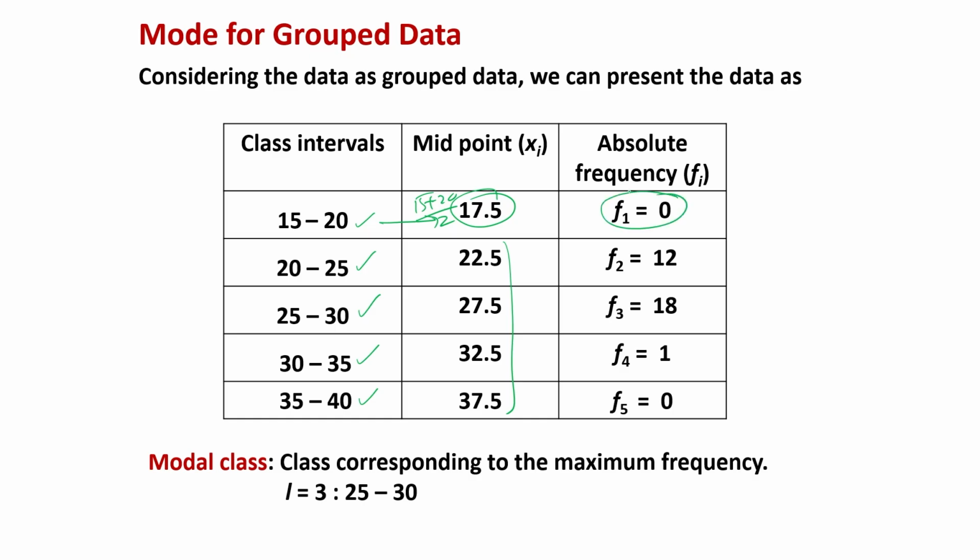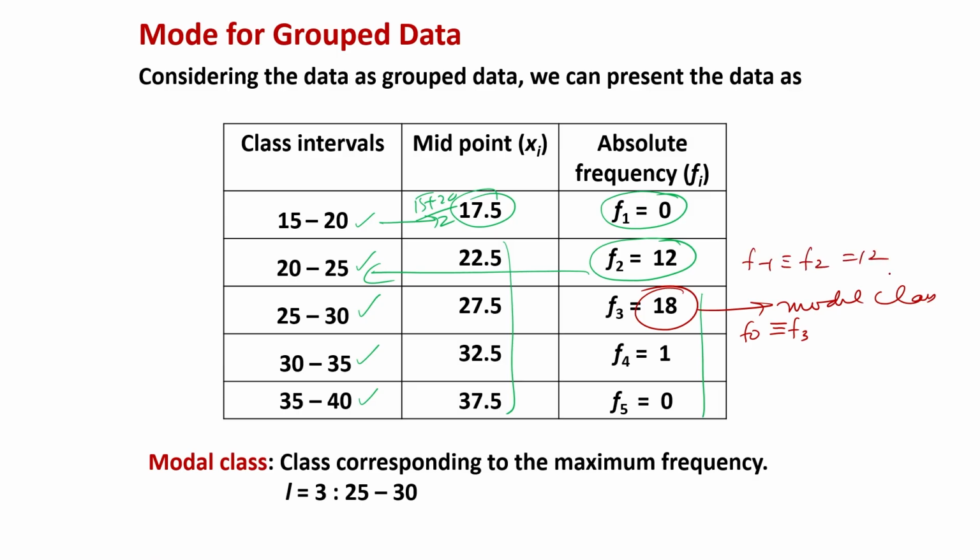There are no values lying in the interval 15 to 20, then we have 12 values lying in the interval 20 to 25, and so on. Out of this you can see where the maximum frequency is. The maximum frequency is 18, so this becomes your modal class, and f0 is 18, f minus 1 is the frequency 12, and f1 is equal to 1, right? And the class width h is equal to 5.